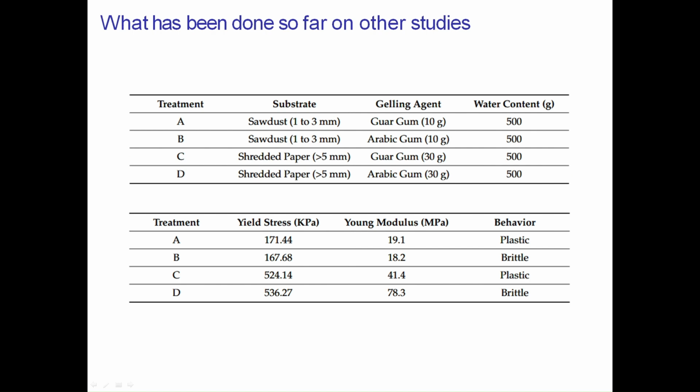4 different treatments of mycelium-based composites were fabricated, choosing between sawdust and shredded paper as the substrate, and between guar gum and Arabic gum as the gelling agent. For each treatment, the yield stress, Young modulus, and behavior of the material were recorded, offering useful insights on mycelium-based composites.